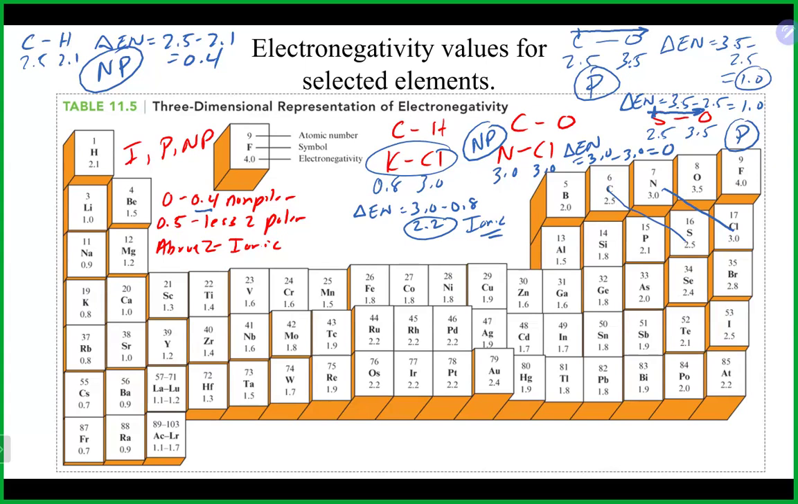But not enough that it is considered a polar bond, unequal sharing. So it's still considered equal sharing, but in reality, it's not perfectly equal sharing of electrons. The electrons in the case of carbon and hydrogen are still kind of heading a little bit towards carbon, but not enough to be considered unequal. In a pure covalent bond, which is still a nonpolar bond, the electrons really aren't heading one way or the other. They're just perfectly equally shared between them.